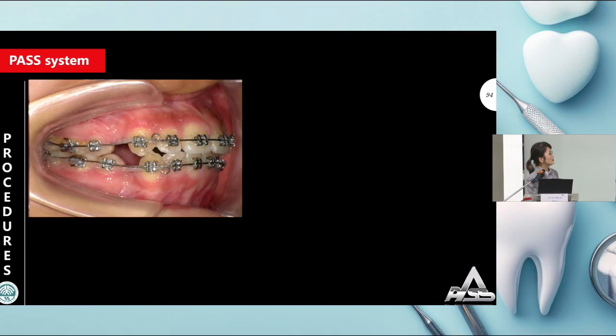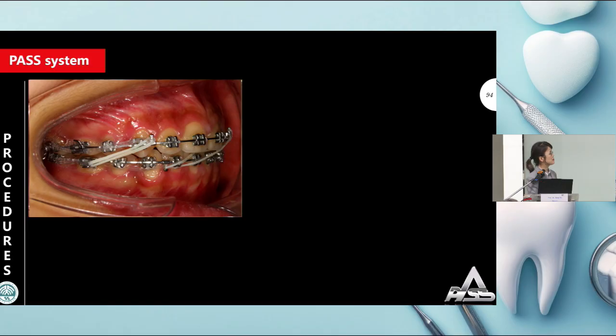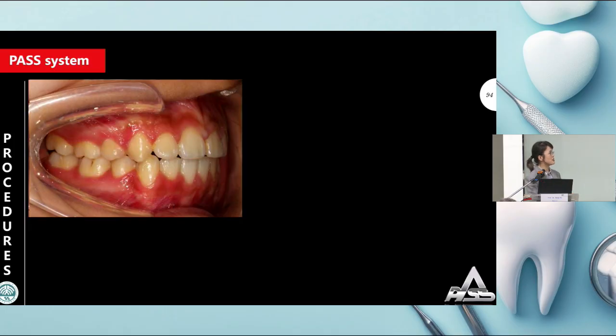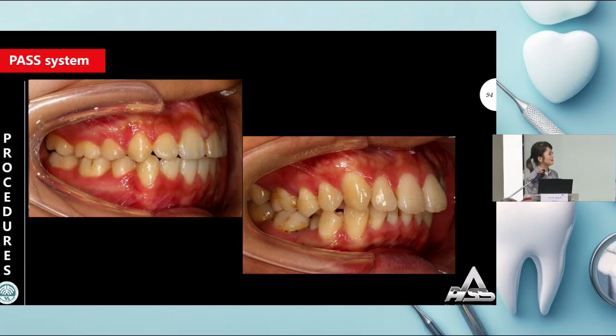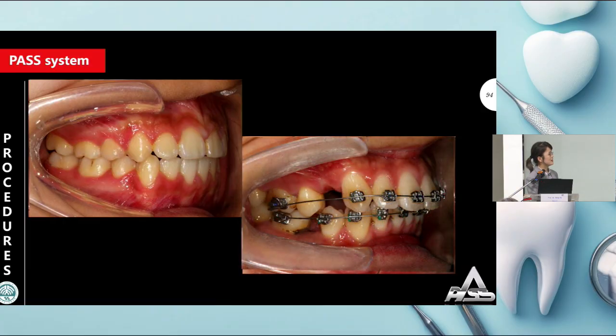Then, because this patient had proclined incisors, we use an 18 SS round arch wire with a loop to retract the anterior teeth. Then we use intermaxillary elastics to adjust occlusion. Then we finish the patient with a normal curve of Spee. Another patient, the same procedure.